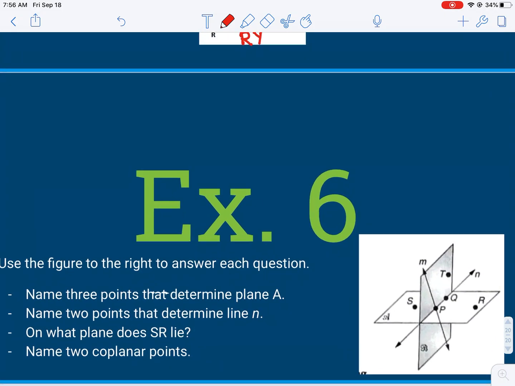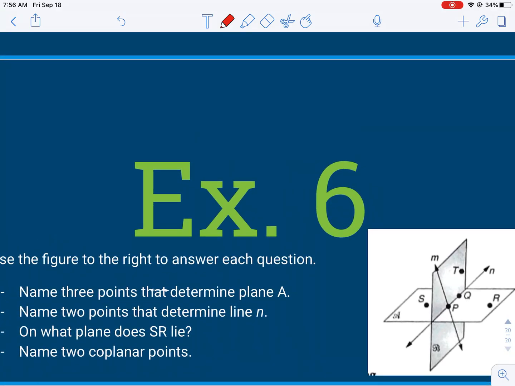All right, we're going to do one together that's a little bit of a doozy. So I'm asked to name 3 points that determine plane A. Determine just means, hey, 3 points that are on plane A. So when I look at plane A, that's this one. I have S, P, Q, and R that are on there. So I can pick any of those. So I'm going to pick S, P, and Q. You could pick R too, though.